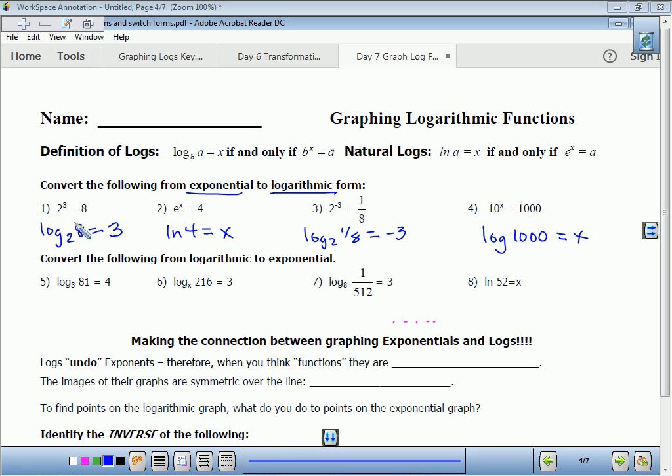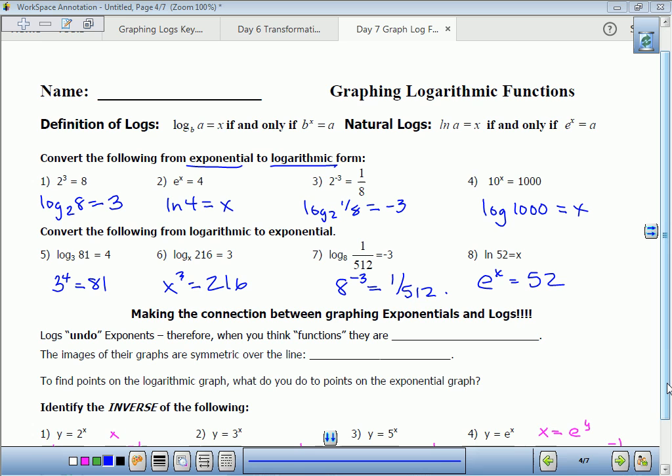Okay, so what we just did was we reminded ourselves about switching from exponential to log form, and now let's go back. So this is 3 to the 4th equals 81. This is x to the 3rd equals 216. Now we know the answer is 6, but it just asks us to switch forms, so we'll leave it there. 8 to the negative 3rd equals 1 over 512. And this is natural log, so what's my base? E. This is e to the x equals 52.